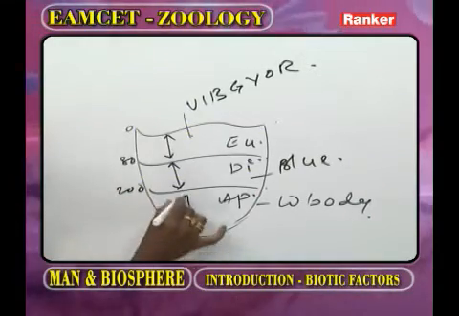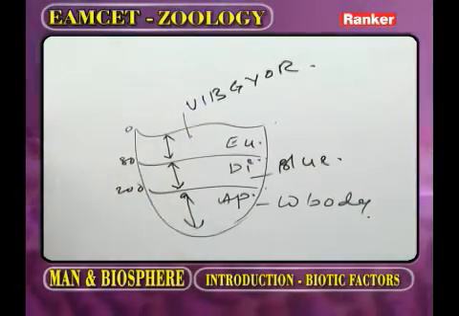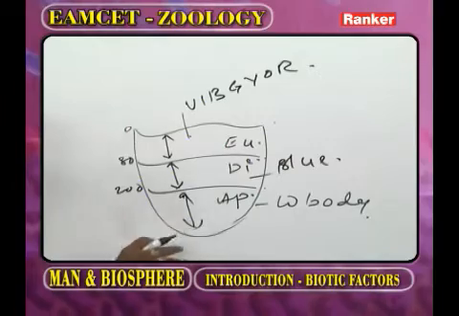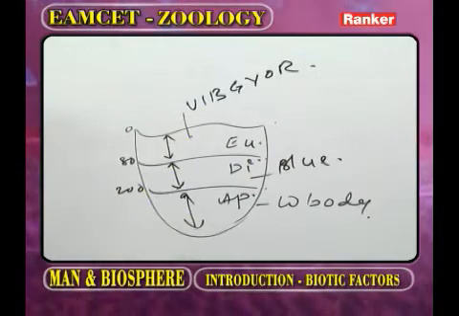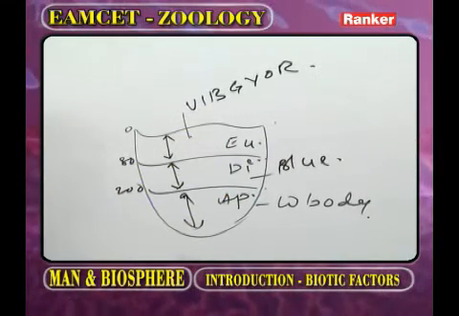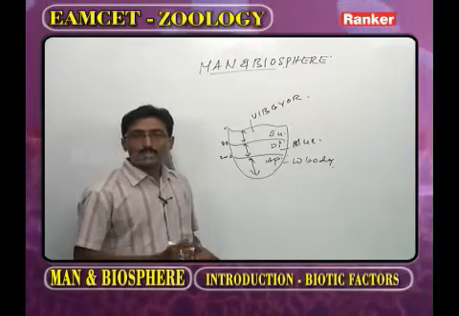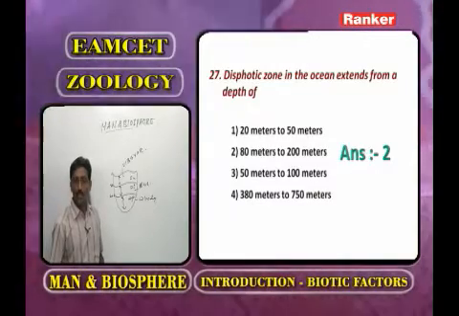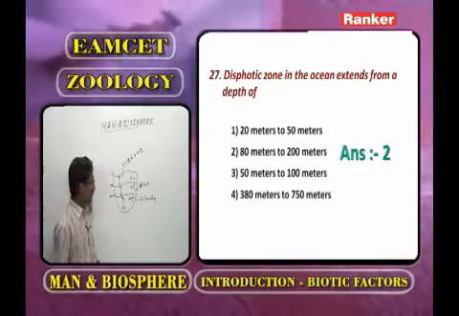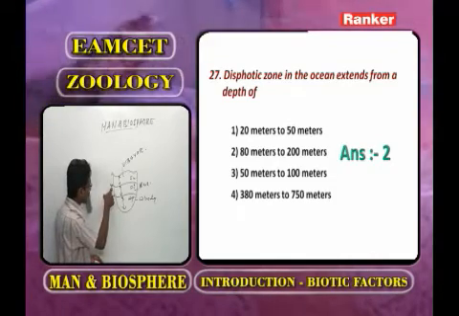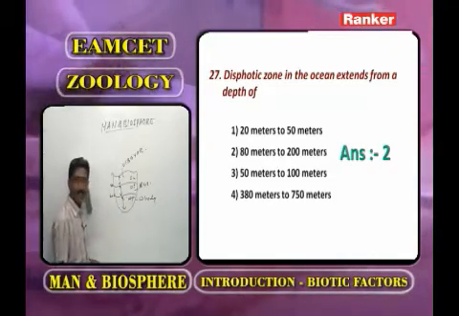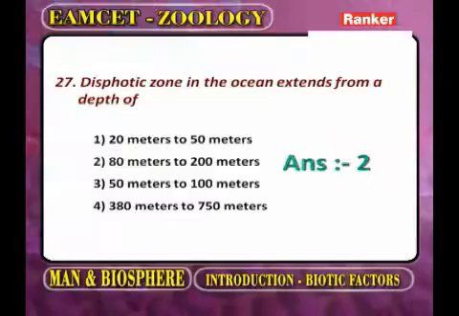Beyond 200 meters, that we call it as aphotic. In this area, there is no availability of light and there is no availability of oxygen. Now, here the question is, the dysphotic zone in the ocean extends from a depth of 80 to 200 meters. Now we go for the next question.